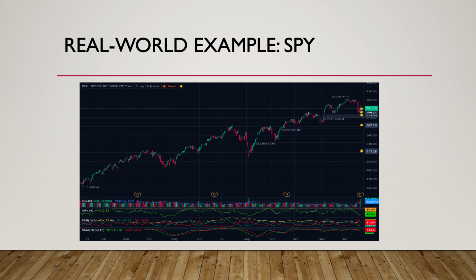Real-world example, SPY. Using the SPY, a widely followed ETF, we'll analyze its price behavior during a downturn. When the SPY fell below its 200-day moving average, it confirmed a bearish sentiment. The DMI's negative DI crossed above the positive DI, with the rising ADX showing strength in the bearish trend. MFI below 20 indicated heavy money outflows, a sign that major players were exiting positions. Volume spikes validated the bearish pressure, as such movements often foreshadow further declines.